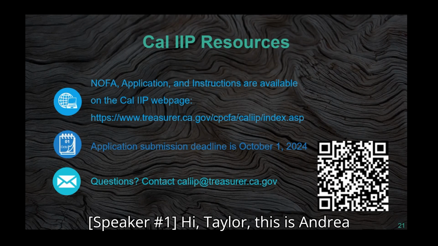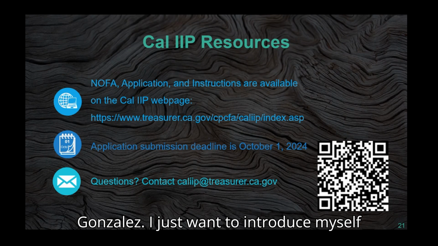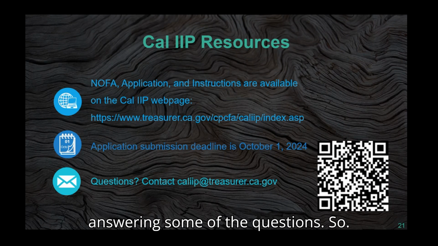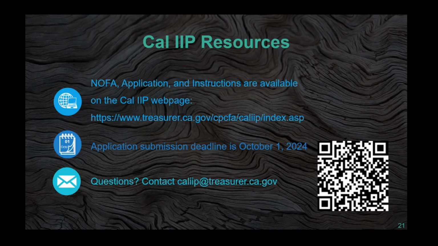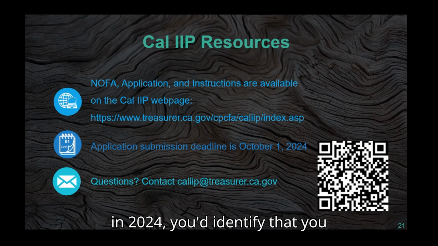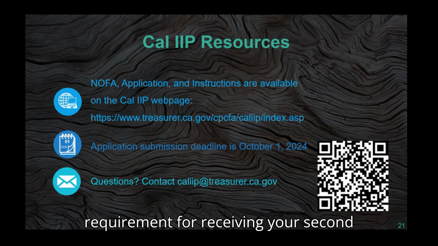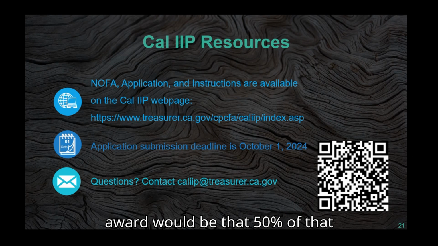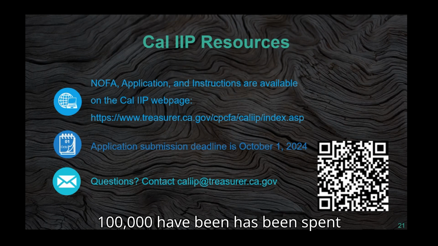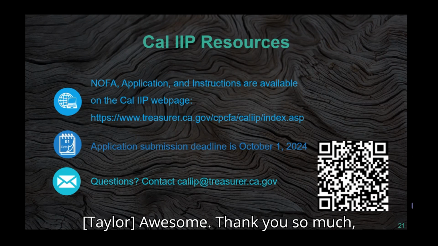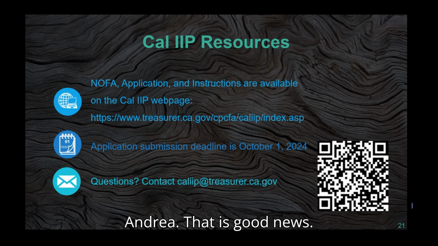Hi, Taylor. This is Andrea Gonzalez. I just want to introduce myself to everyone. I'm the CalIP manager, and I'm going to be helping Ryan with answering some of the questions. So, yes, if you received $100,000 in 2024, you'd identify that you received 100,000, and the eligibility requirement for receiving your second award would be that 50% of that 100,000 has been spent within the first year. Awesome. Thank you so much, Andrea. That is good news.